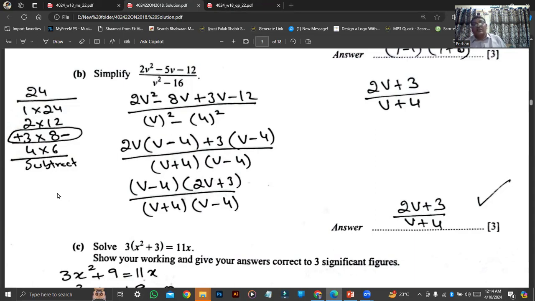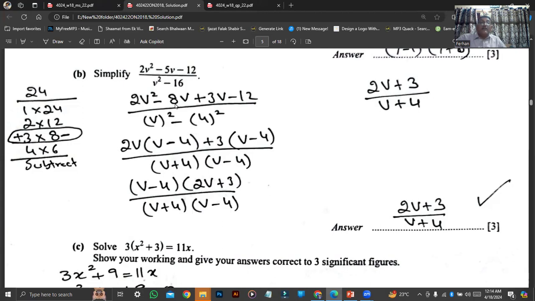So with the larger number, which is 8, I will write negative, and with the smaller number, which is 3, I will write positive. This will give me minus 5. So I will write here 2v square minus 8v plus 3v minus 12. Downstairs, I will write v square minus 4 square. So these are two perfect squares and a negative between them. So it will become v plus 4, v minus 4.